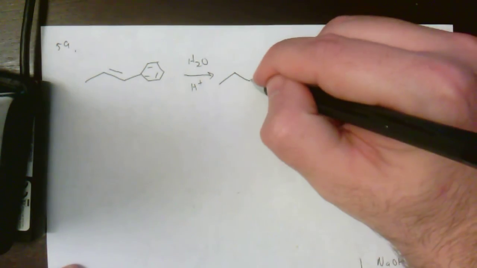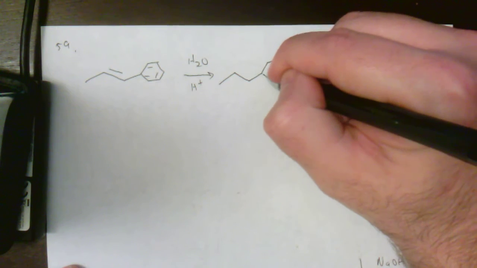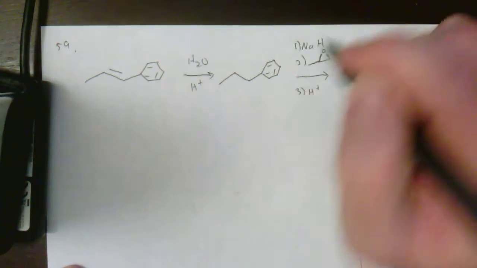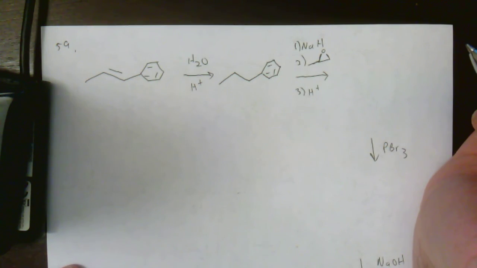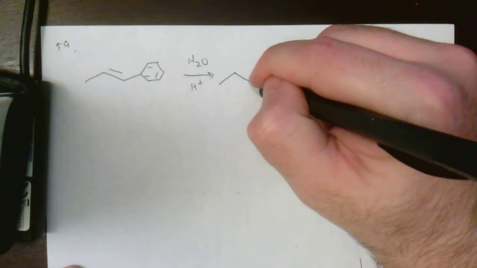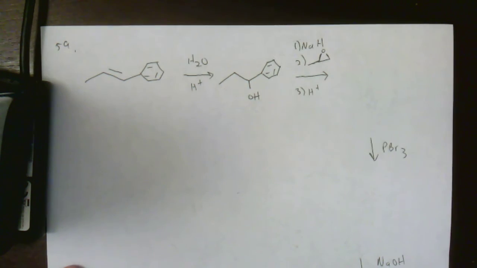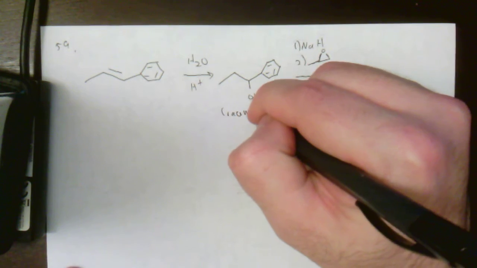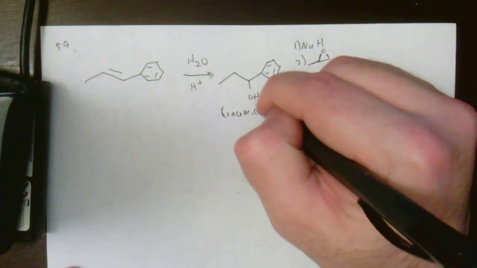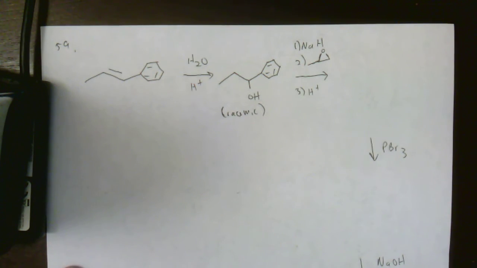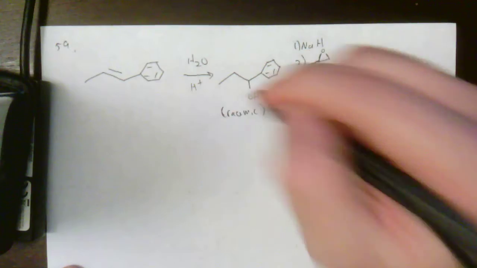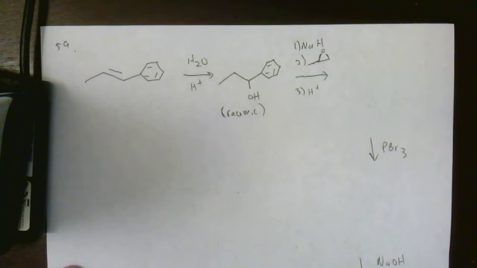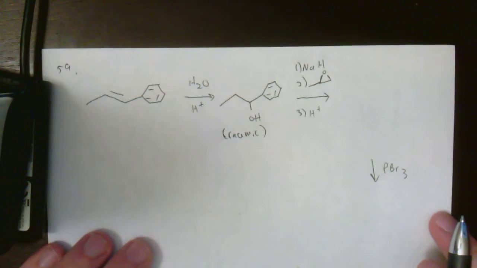Markovnikov means we need to end up with our nucleophile on the more substituted or more stable carbocation, which would be the benzyl carbocation in this case. And then from here, this would be racemic, right? Because we go through this carbocation intermediate. We'd have both enantiomers, where this OH is a dash, or where this OH could be a wedge.